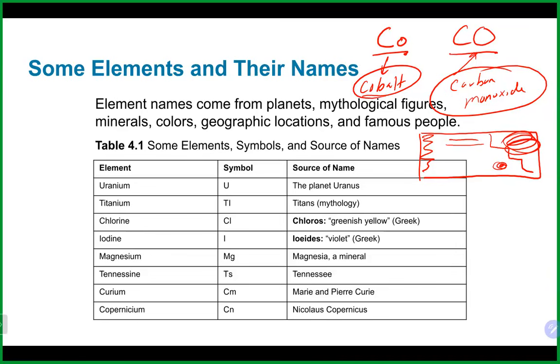Carbon monoxide is a compound because it contains both carbon and oxygen, and there are two atoms involved. It's also a molecule because it contains two atoms. It is not an element because it has two different elements involved.